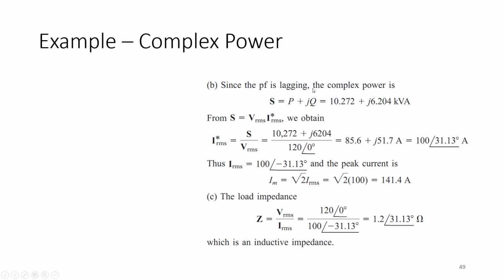Since the power factor is lagging, the complex power is P plus jQ. We just do the mathematical manipulations and reach the final RMS current as this one. Similarly, the load impedance can be calculated by dividing the RMS voltage by the current.